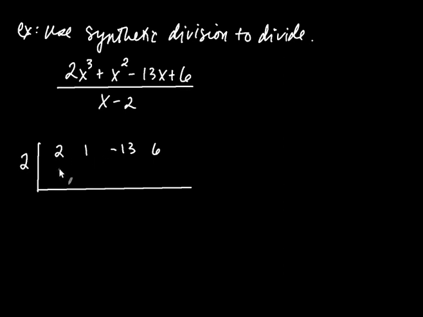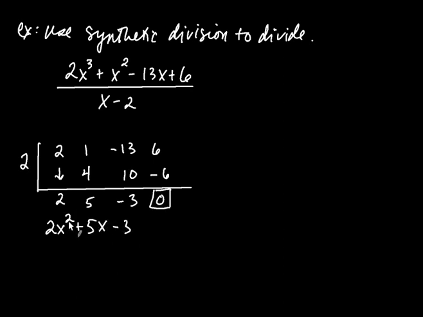And then just like before, you bring it down and you have a 2. And then 2 times 2 is 4. Add those together, you get 5. Multiply to give 10, 2 times 5. Add, negative 3, multiply to get negative 6, add and you get 0. So 0 is your remainder. And so your quotient is going to be 2x squared plus 5x minus 3. How did I know 2 went with x squared?